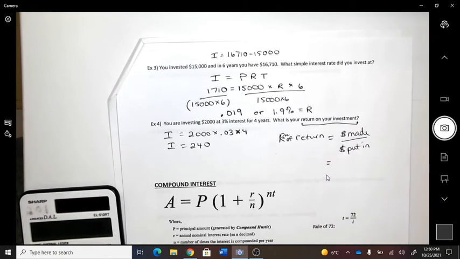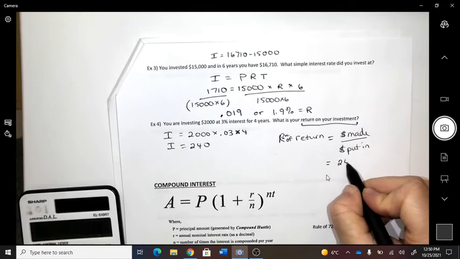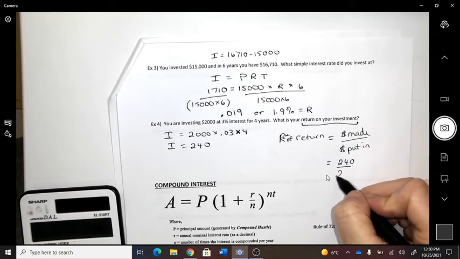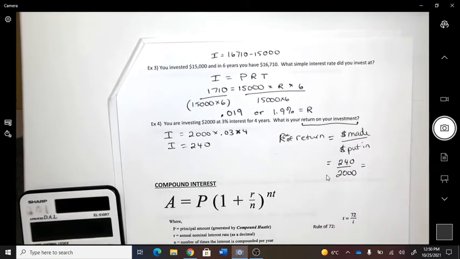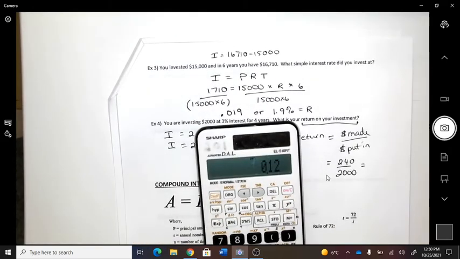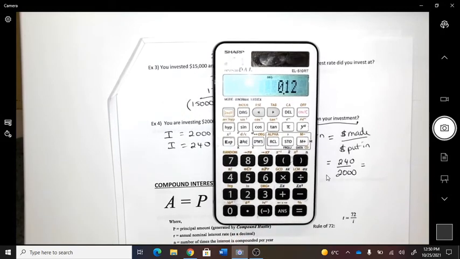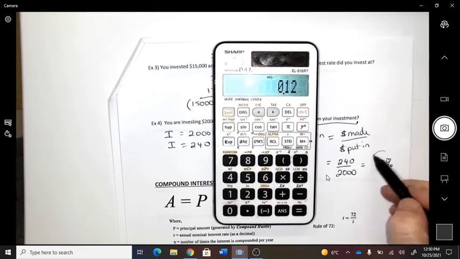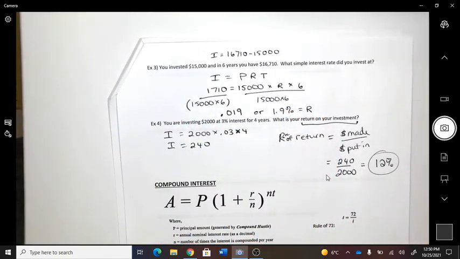Okay, so how much money did we make? We made $240, because that $240 wasn't ours. Divided by how much did we have to put into it with our own money out of our own pocket? 2,000. Okay, 0.12. So I'm going to answer it as a 12% return on my money, which is really high. If you ever get an investment like that high, woohoo, invest in that. That's a good return.